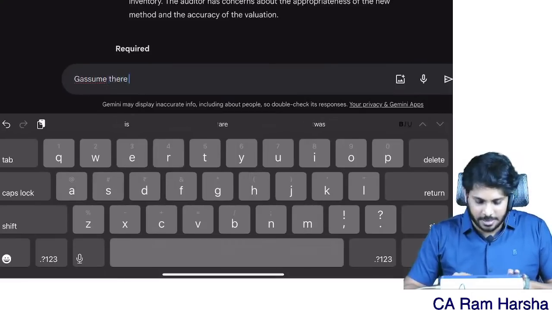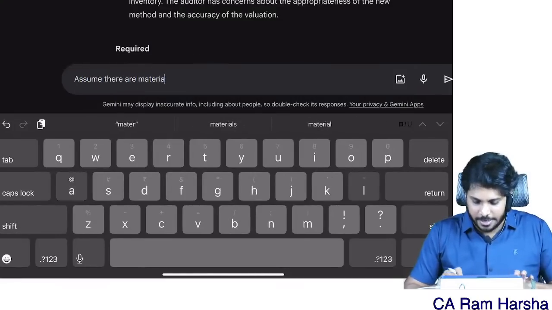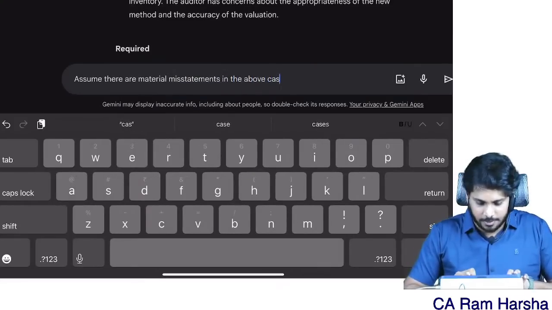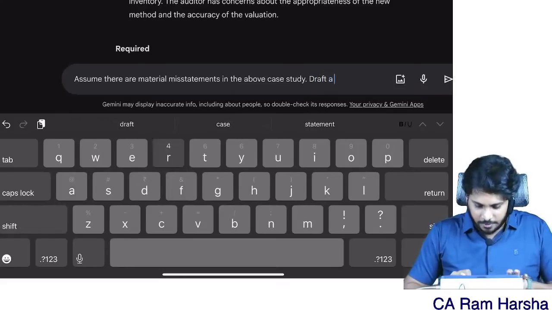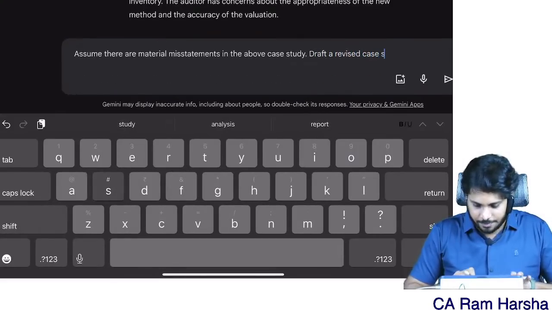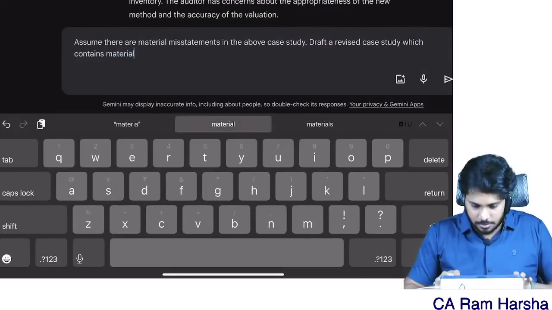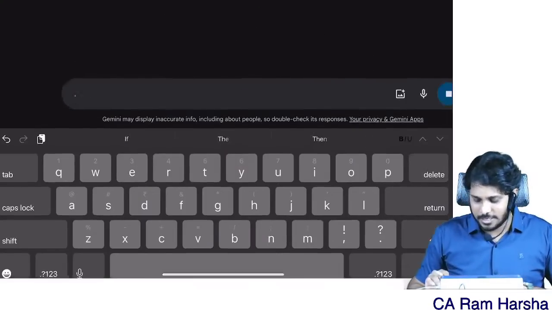Assume there are material misstatements in the above case study. Draft a revised case study which contains material misstatements. Material misstatements. Okay, we'll see how it will draft.